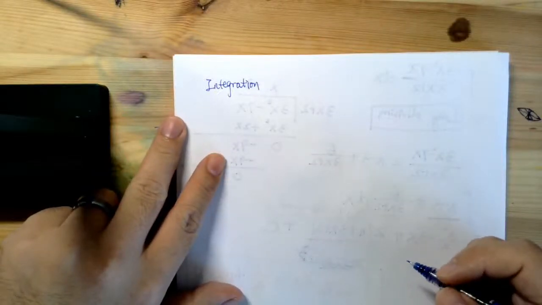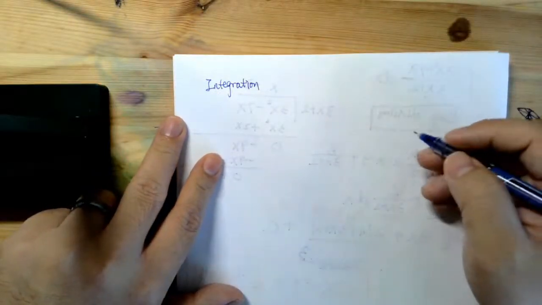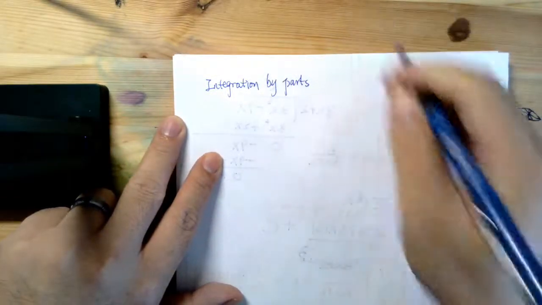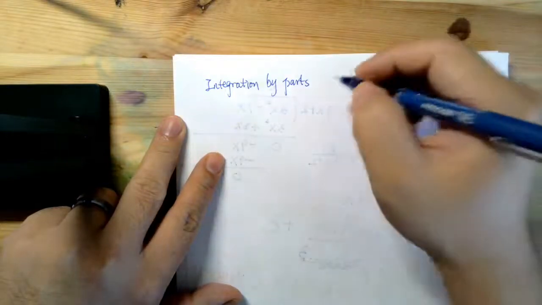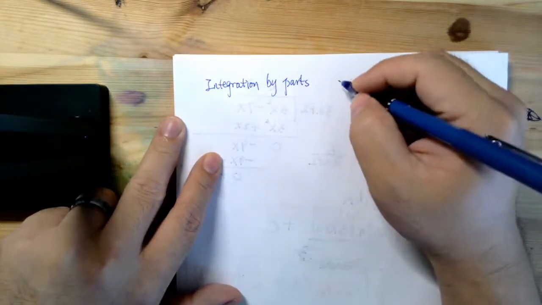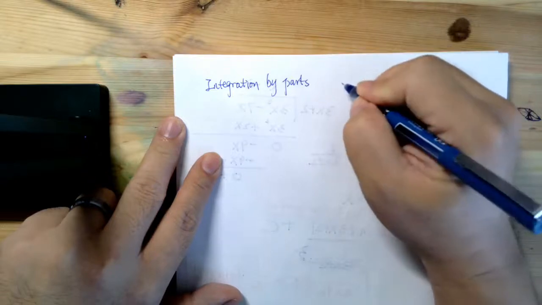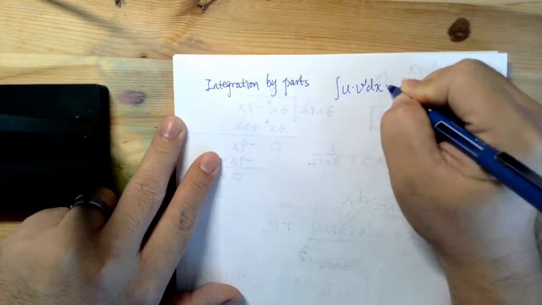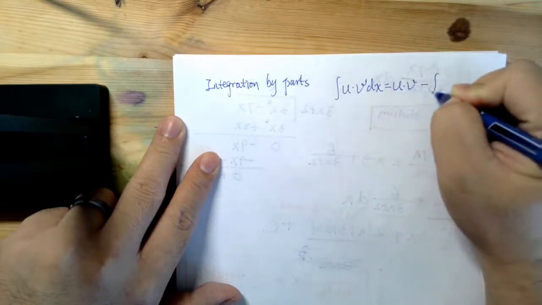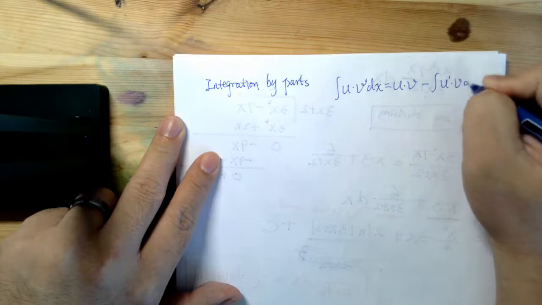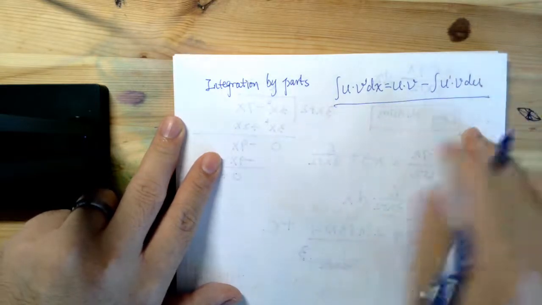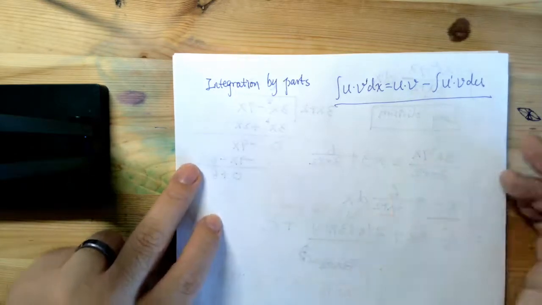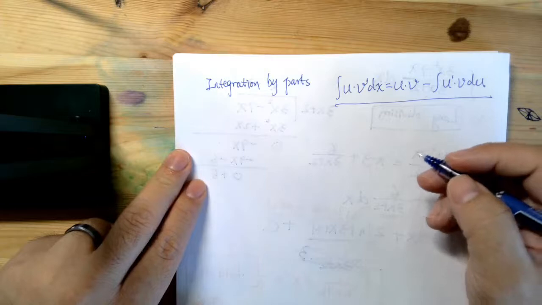So now let's start to talk about some examples related with integration by parts. The formula for integration by parts is the integral of u times v prime dx equals u times v minus the integral of u prime times v dx. Okay, so this is going to be the key. So maybe we can start with one example here.